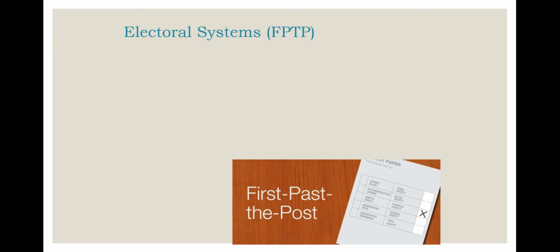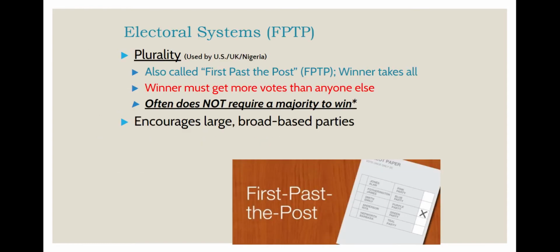So first, thinking about what a first past the post system looks like, also sometimes called the plurality system. In a first past the post system, the winner takes all. First past the post comes from the horse race metaphor, meaning that in a given race, whoever gets there first with the most votes wins. So the winner must get more votes than anyone else. But often that doesn't necessarily mean that they require a majority to win.